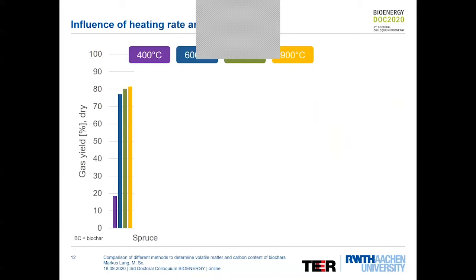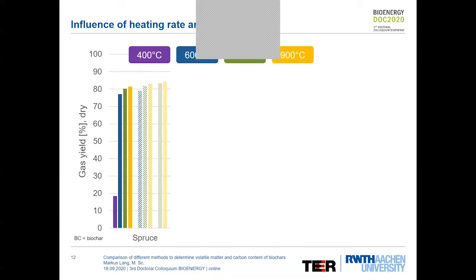First we start with the spruce wood. You can see the gas yield at the different temperatures. Between 400 and 600 degrees, there is the highest gas yield difference. And above 600 degrees, there is not a big difference. If we now compare this to the second trial, where we skipped the 400 degrees, so the sample was heated already to 600 degrees, there is a small difference and a slightly higher gas yield than in the first trial. And the same trend is visible in the third trial.